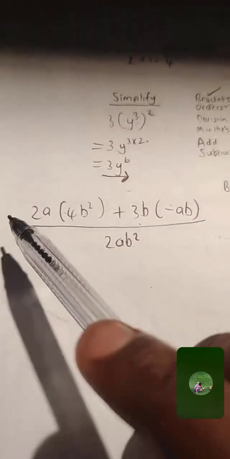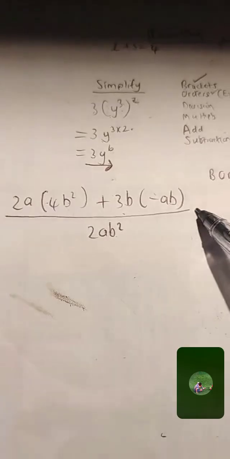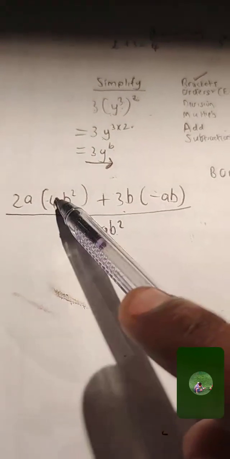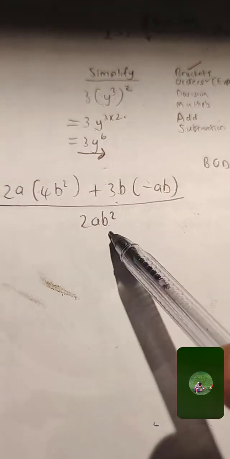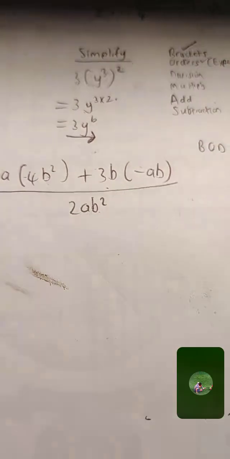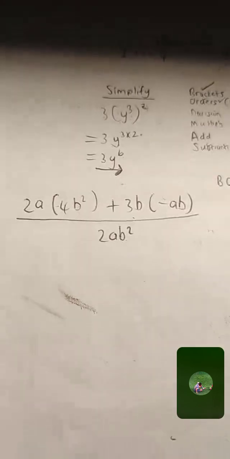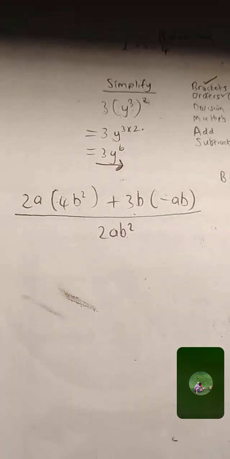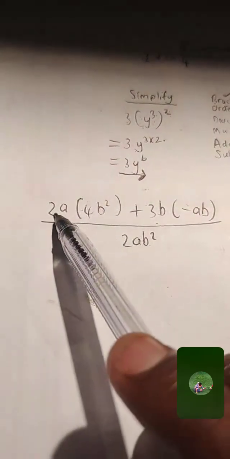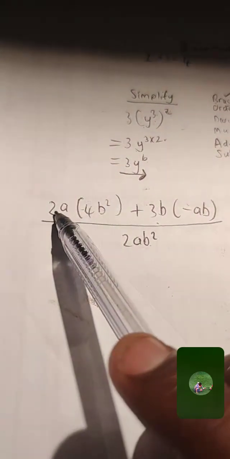Is there any division? Yes, there is division, but it's the division line, which needs us to first simplify what we have at the top. So we are still focusing there on the numerator. Is there any division in the numerator? No. Multiplication. Any multiplication in the numerator? Yes, very good. So that means we need to take 2a and multiply it with 4b squared.